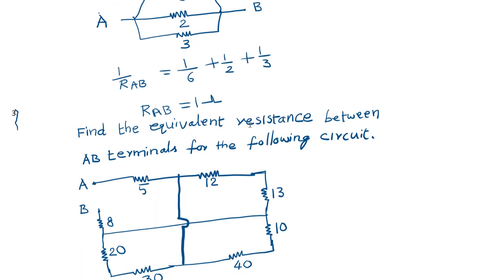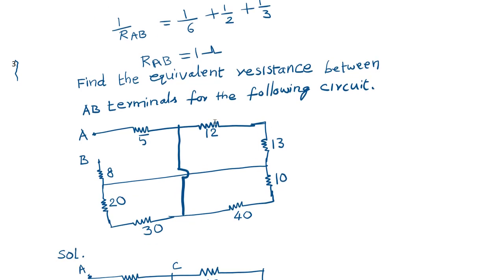So it is very simple. Next, we go to the next question. This is the third question. Find the equivalent resistance between terminals A and B for the following circuit.